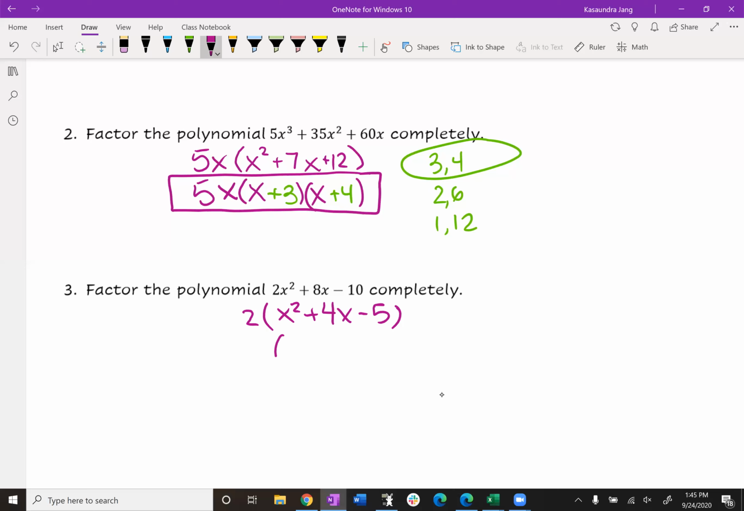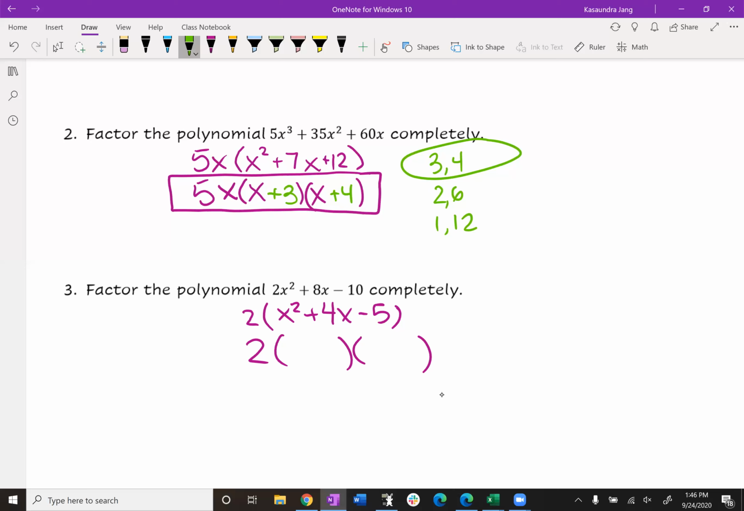Factor it, yep, into 2. So you said smaller, like 2 smaller factors, okay. I still have the 2 out front. What numbers did you go with? Positive 5 and negative 1?